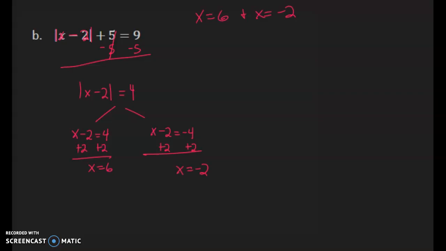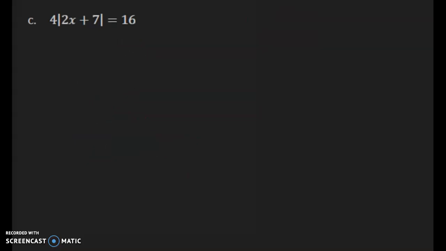Let's go ahead and look at example 2c. All right, so on 2c, we still need to get this absolute value bar all by itself. So on the outside, the absolute value is a 4. The 4 is multiplying with the absolute value. How do you think you're going to move the 4 to the other side?